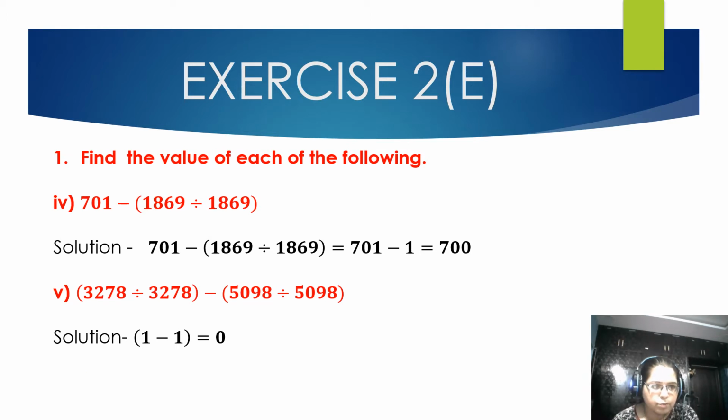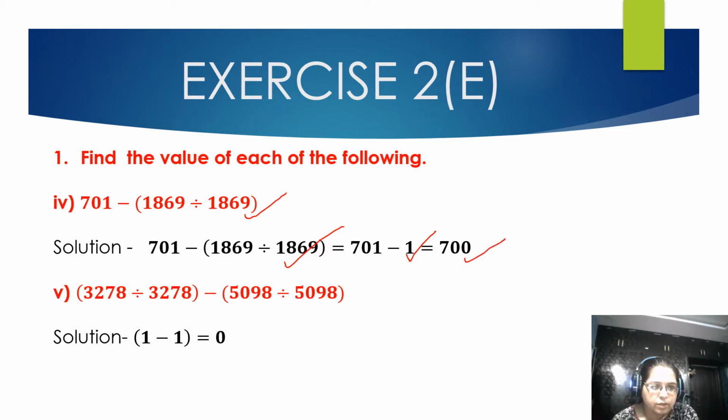Now we solve fourth bit. Fourth bit is 701 minus 1869 divided by 1869, and that is enclosed within parenthesis. You know any whole number divided by itself we get 1 only. So 1869 divided by 1869 we get 1. So 701 minus 1 we get 700.